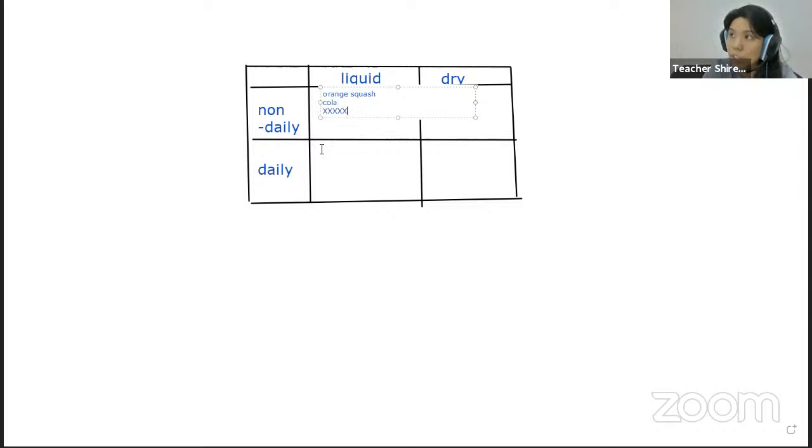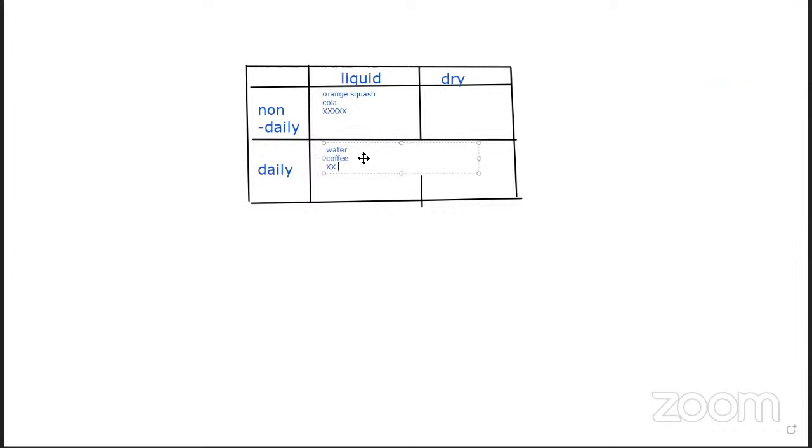Any juice which is non-daily. Daily like water, coffee. This one you think of any liquid which you drink daily, like milk or stuff like that. Okay, dry. I also drink milk at night and morning.